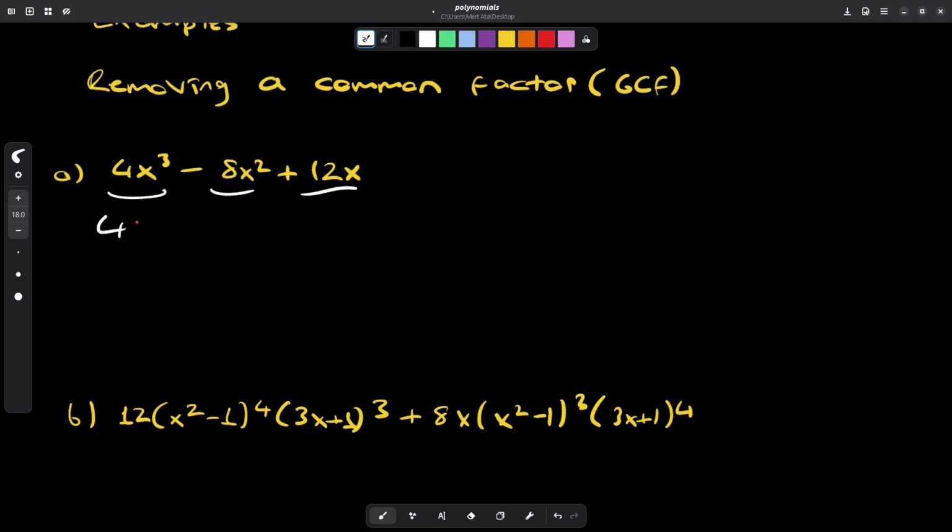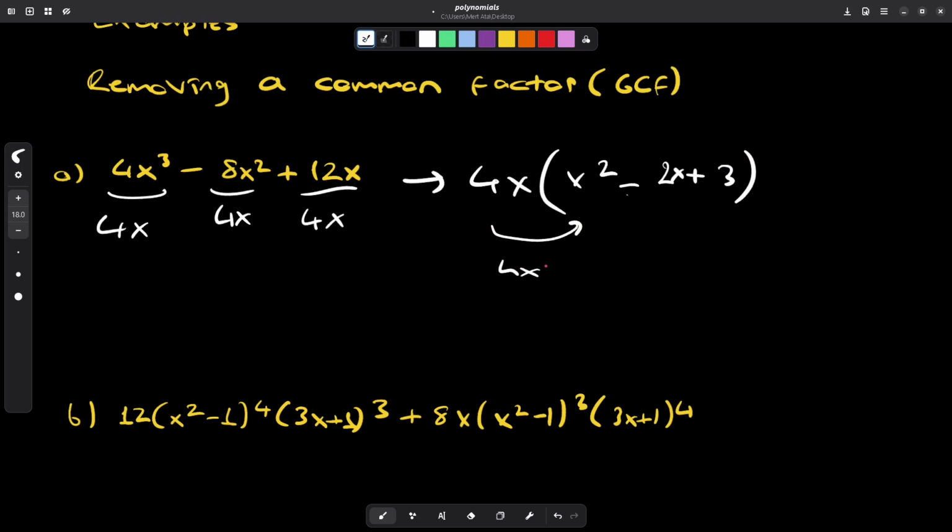First of all, I clearly see the greatest number that I can factorize is 4. Then I'm looking at the variable. The greatest variable I can factorize is x. So therefore, let's factor out the 4x, which gives us 4x multiplied with x squared minus 2x plus 3. If I'm not sure if this is correct, I can just multiply it back.